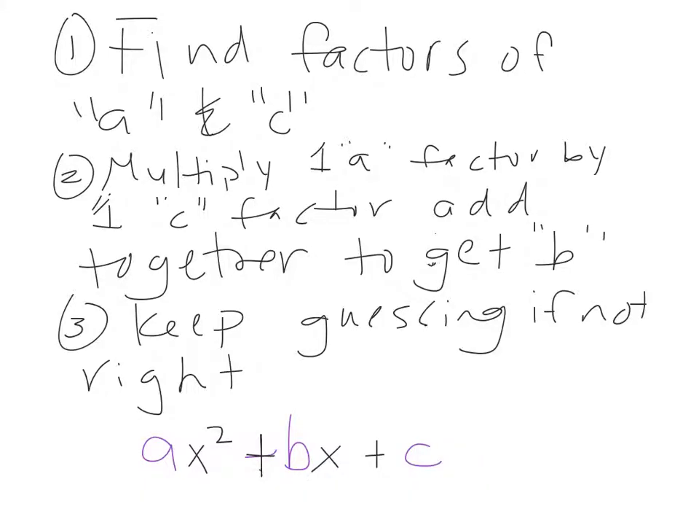So again, just to go over the steps for guess and check, first thing you want to do is find the factors of both A and C. You multiply one A factor by the other C factor. You want to try them then to add them together to get your B. You have to keep guessing if it's not right. Remember, this is where you get your A, B, and C in standard form.